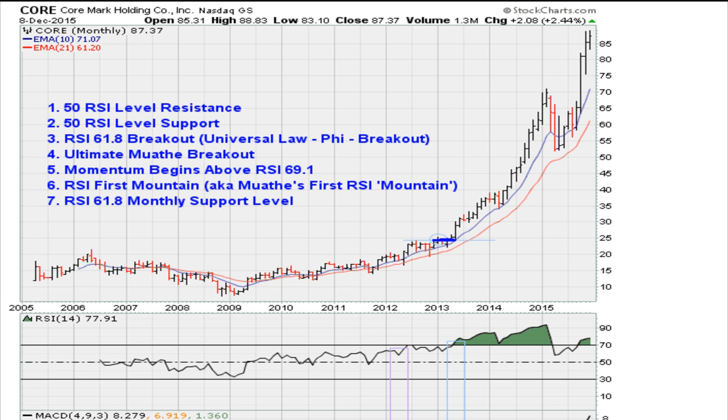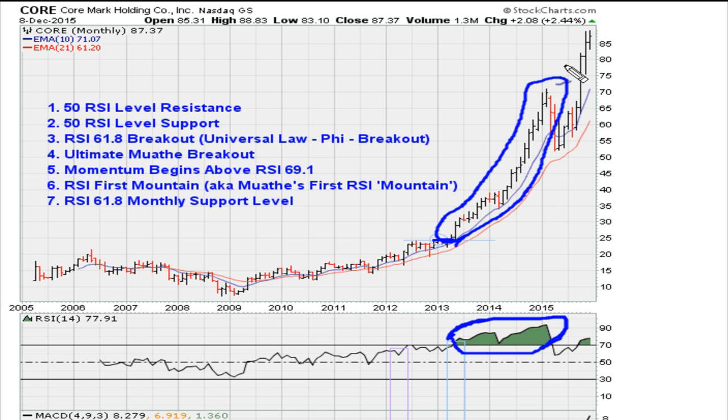Something else to point out, and keep in mind the description is going to have all the links. You can see that this is what I call the ultimate breakout, which is followed by the RSI mountain. Whenever it's the first mountain, this tends to be a very constructive area for nice price action, which was during this period here where the stock moved from about 24 all the way to the highs of $70, because the RSI mountain, or when the stock is trading above 69.1, is when you can see an expansion of momentum.